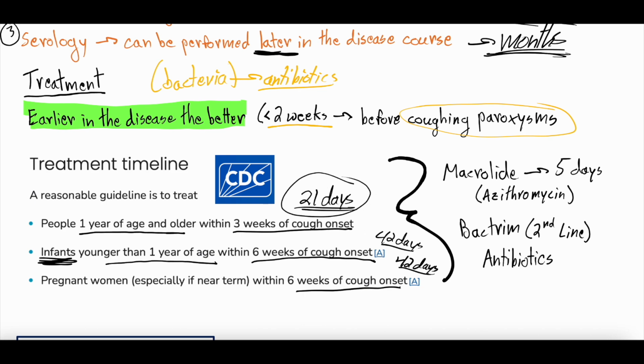And what you treat it with is traditionally an antibiotic called a macrolide. Azithromycin is a macrolide. It's the most common one. This is what the brand name would suggest, a quote-unquote Z-pack. Treatment is for 5 days. You can use an antibiotic called Bactrim or trimethoprim-sulfa.